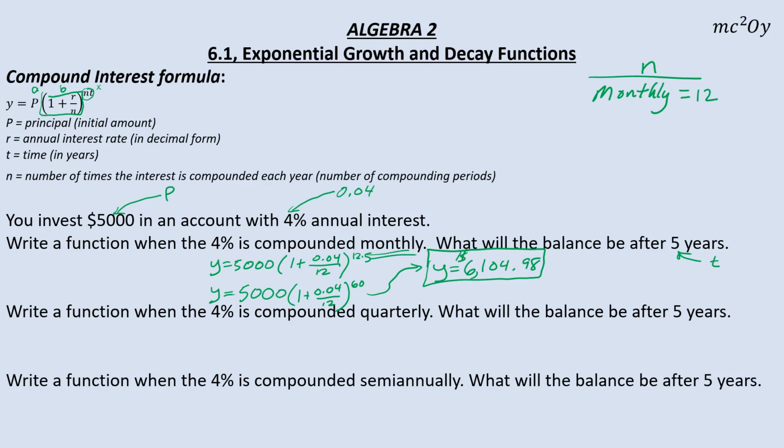Okay, that's if it's compounded 12 times a year. So I took my rate, I divided it into 12 parts. I got one of those parts every month, and then I got a total of 60 of them over the course of the time my money was invested. All right, so let's try another one.